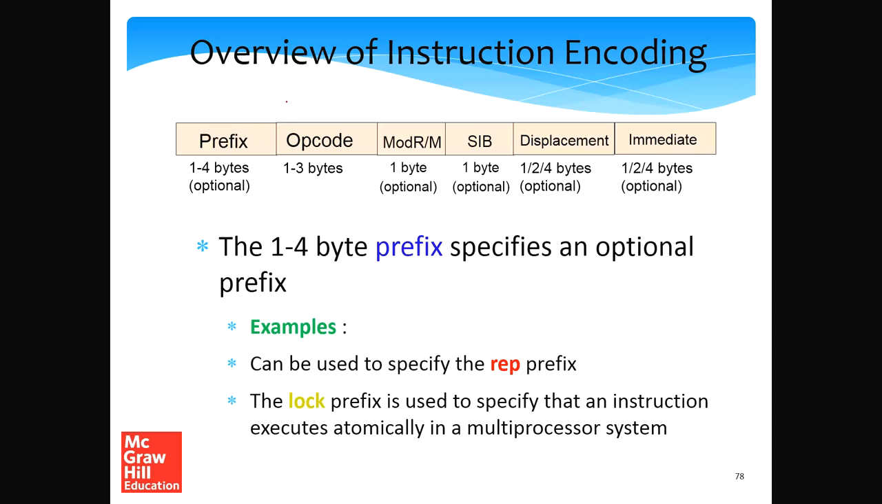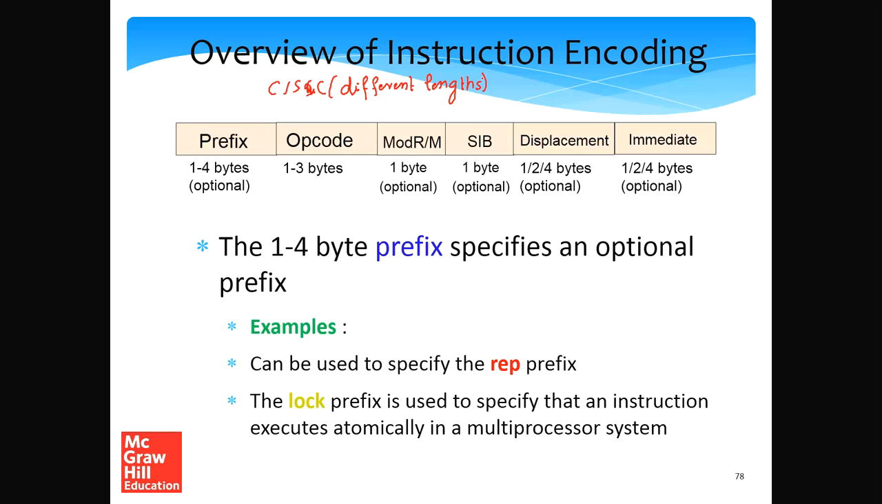So let's take a look at the overview of instruction encoding. Since this is a CISC instruction set, instructions can have different lengths, and the lengths can really vary. Different instructions can have very different lengths and sizes. This will make processor design difficult, but we'll talk about this later.